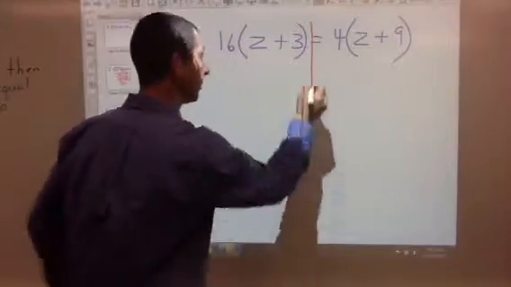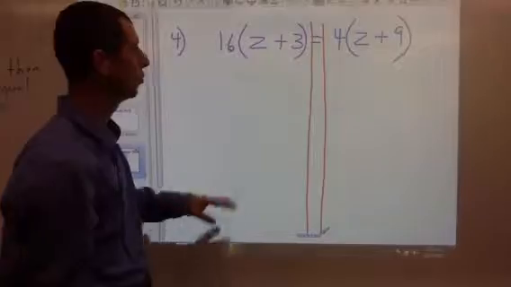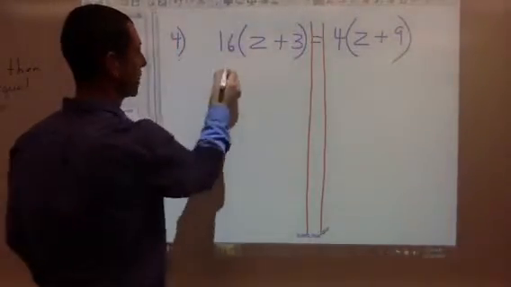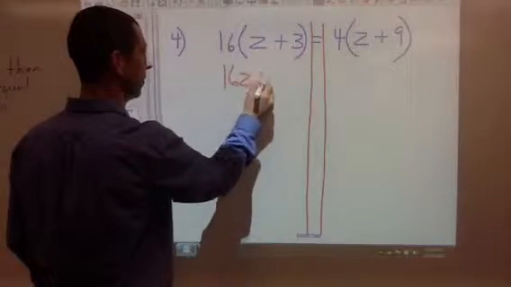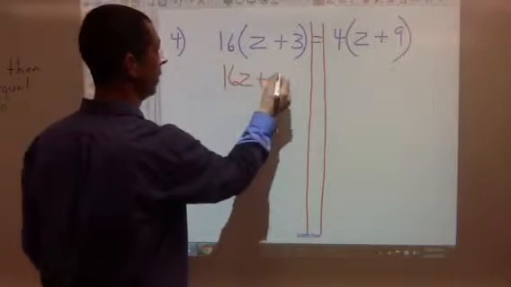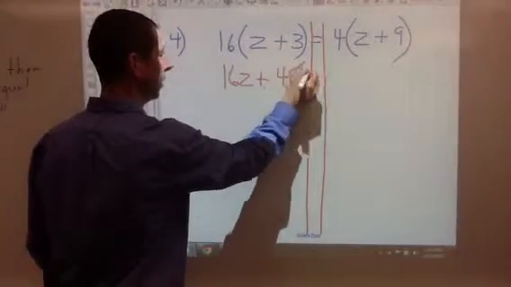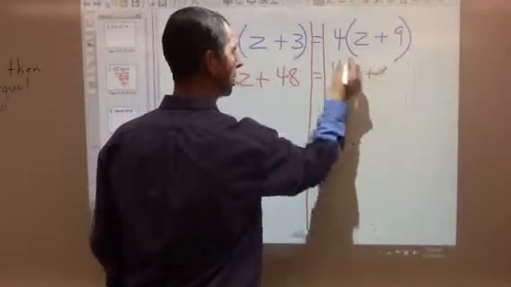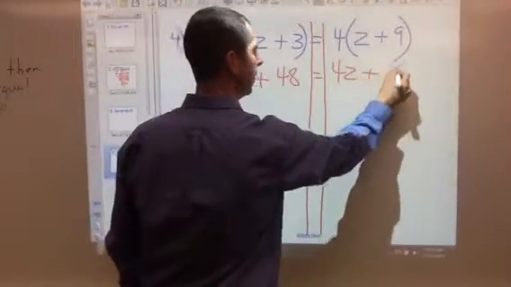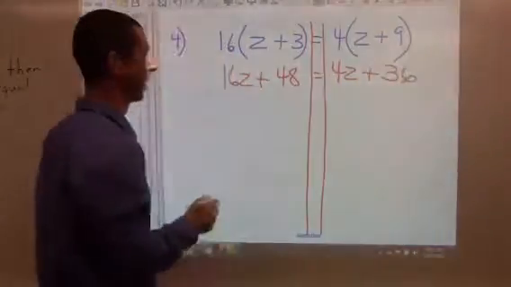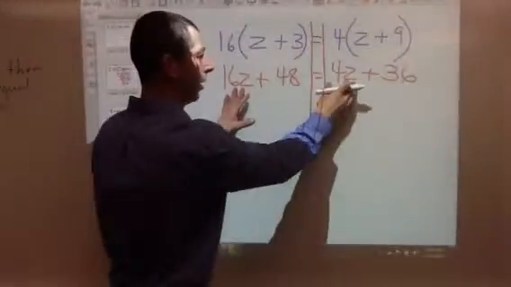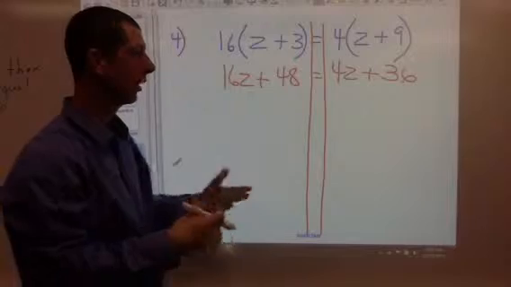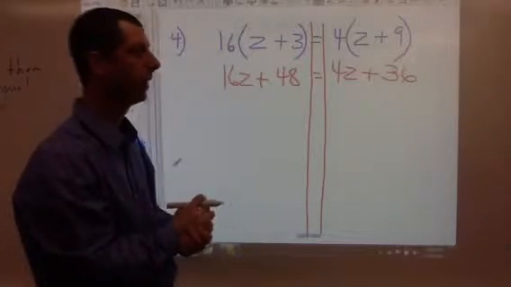Okay, same procedure here. Divide the equation into two sides. The equal sign is what separates one side from the other. So 16z plus 16 times 3, which is 48. Okay, on this side, 4 times z, 4z, plus 4 times 9 is 36. Okay, now we have variables on both sides. The whole thing is addition, so that's a good thing. If there was some subtraction, we might add the opposite.